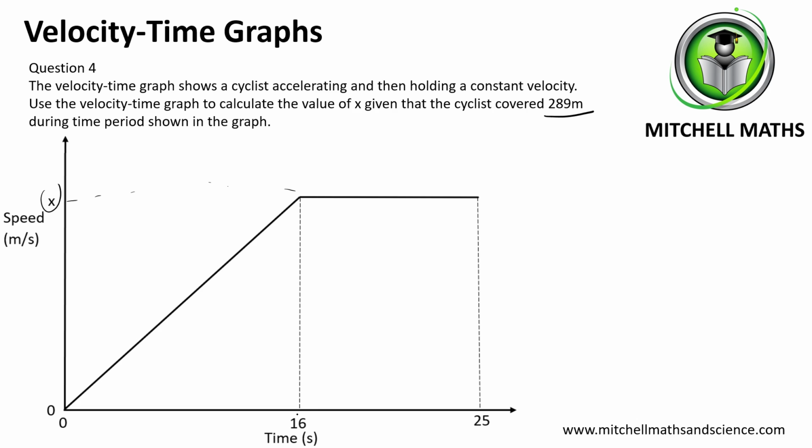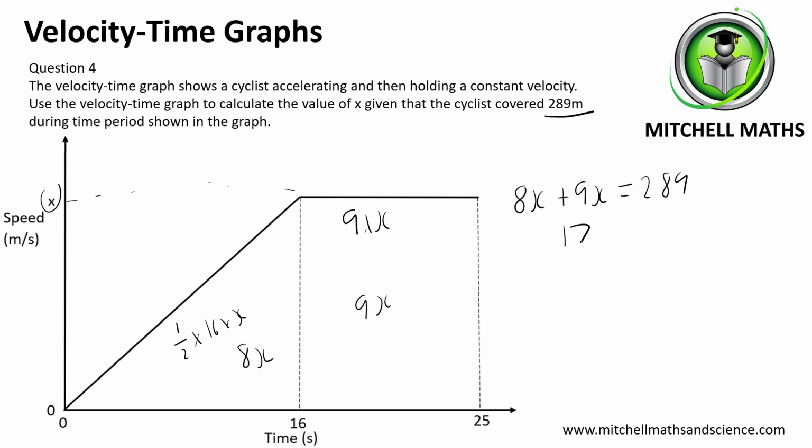Let's do the first one. That's going to be half base times height. Well, the base is 0 to 16, so that's a half times 16 times x. A half times 16 is 8, so it's going to be 8x. And then I'm going to calculate the area of this rectangle here, which is going to be, well, 16 to 25 is 9, so it's going to be 9 multiplied by x, which is 9x. And if I add them together, 8x plus 9x is equal to 289.